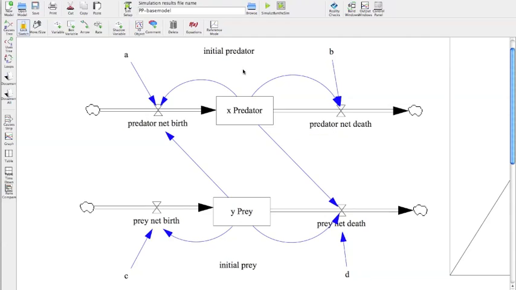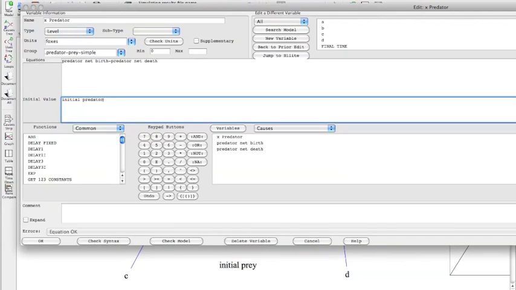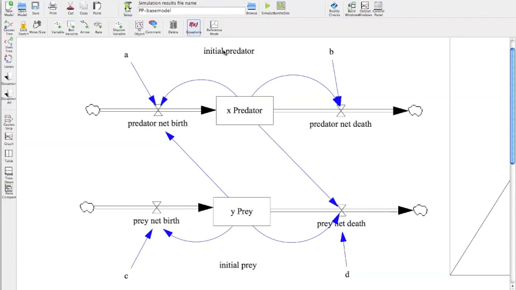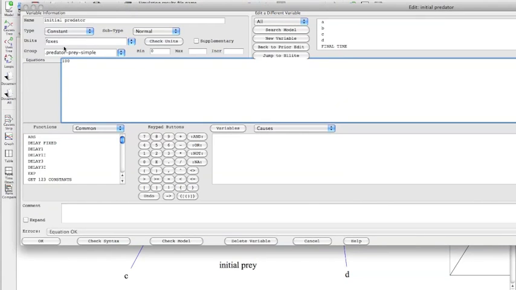So we'll go open the dialog boxes. Let's start with the predator, and you'll see that it's a level variable, so it's a state variable, and it has units of foxes. It's got its own equation here, net birth minus net death, so it's fairly straightforward. It's got an initial value of initial predator, and if you click on initial predator, you will see it has units of foxes. It's a constant, and it's 100. So that's the initial value of the fox population.